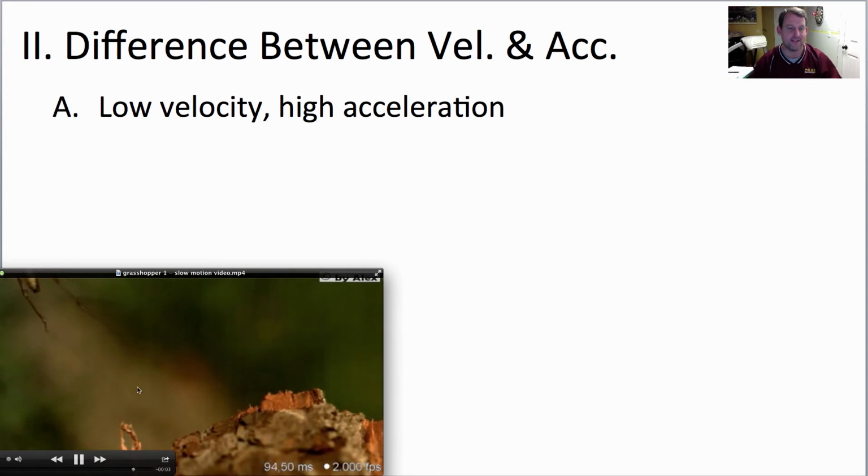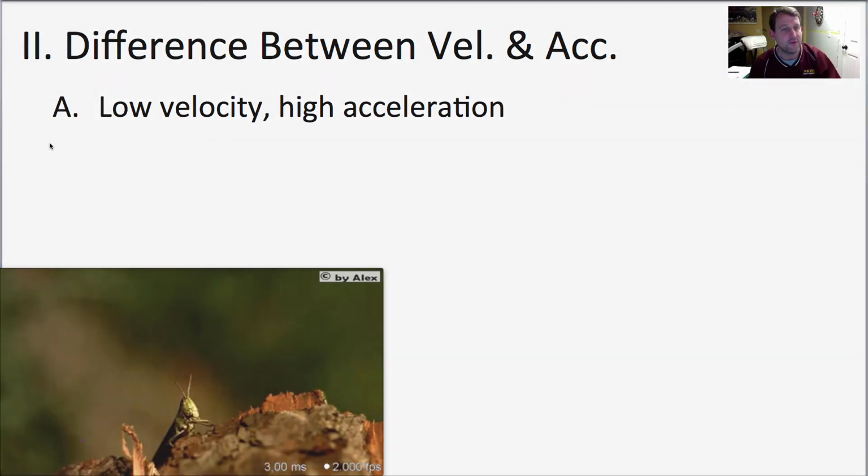So we're going to try to calculate the acceleration of our good friend, the grasshopper. To do that, of course, we're going to need to know the change in velocity. We're going to need to know the change in time, how much time went by, and that's to help us find the acceleration.